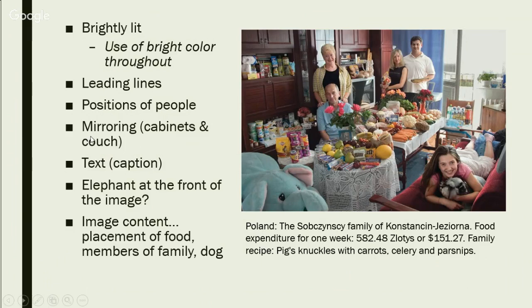Mirroring. This is something I noticed as I was taking these notes, that the cabinets are this sort of dark red color, and so is the couch. So that's an interesting way of these two colors being mirrored, where you've got a lot of blue and a lot of lighter colors, blue and white through the middle here. There's a text element because the caption is there, so that adds an extra element of text to the image. Then I was looking at some of the content. This elephant is really weird.